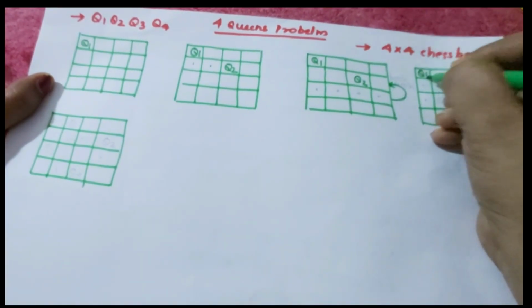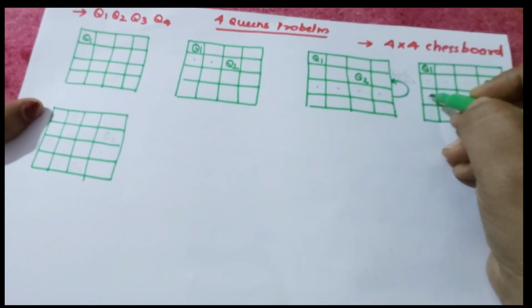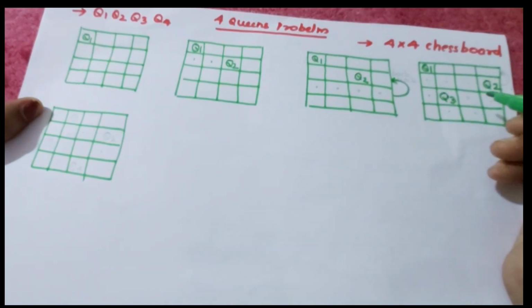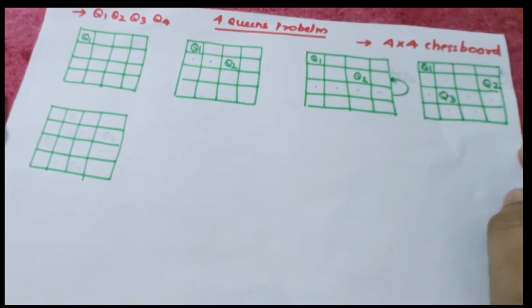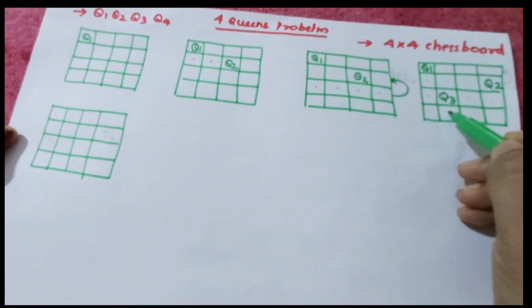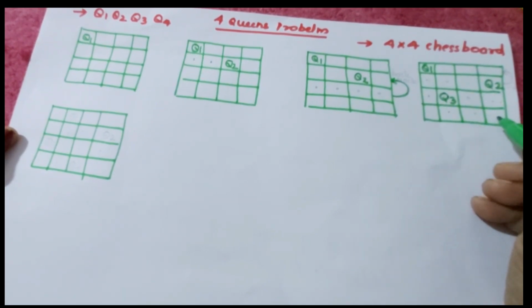Q1 is the same. Now let us check. Can you place Q3 here? No. Can you place here? Yeah. You can place Q3 here. Okay. Now let us check. Can you place Q4 here? No. Can you place here? No. Can you place here? No, because the diagonal is coming. Q3's diagonal is coming. No. Can you place here? No.